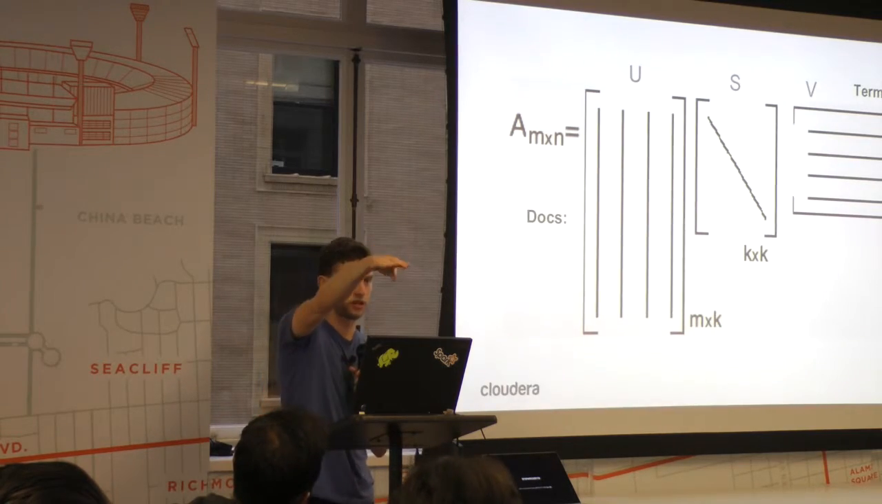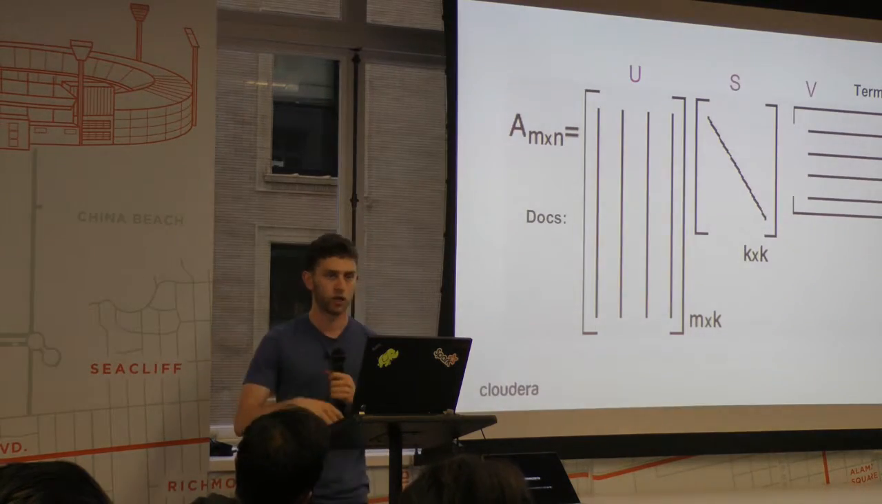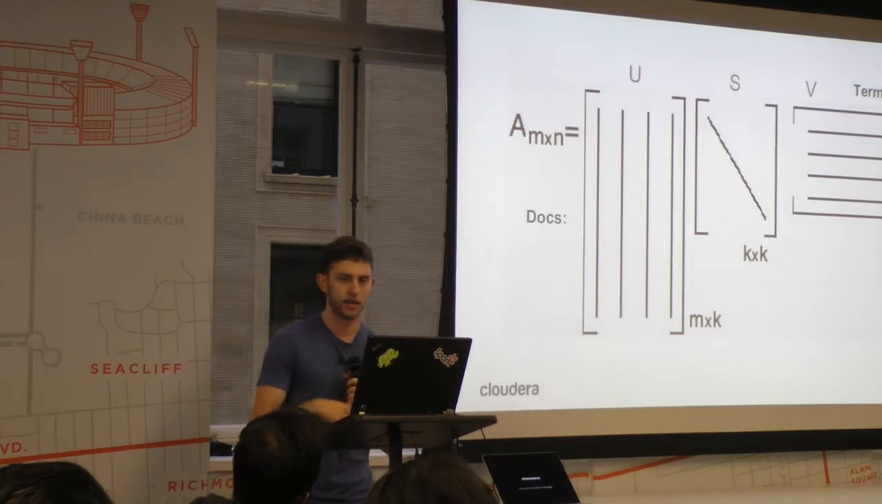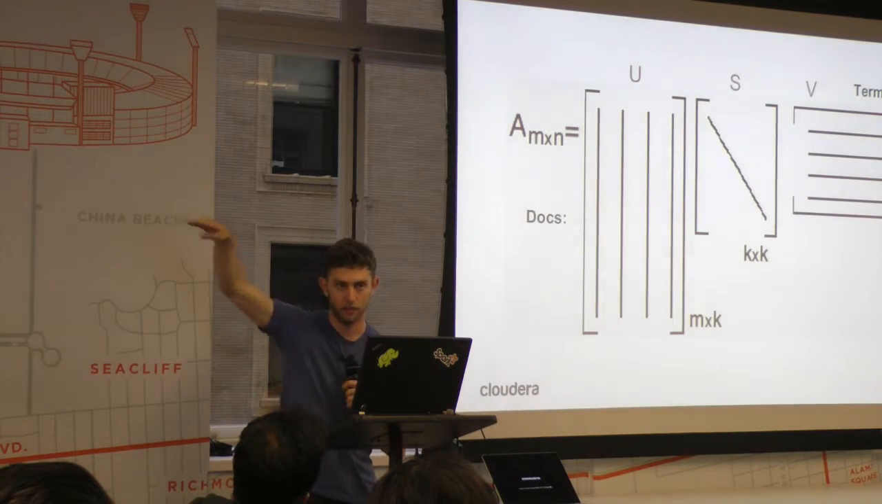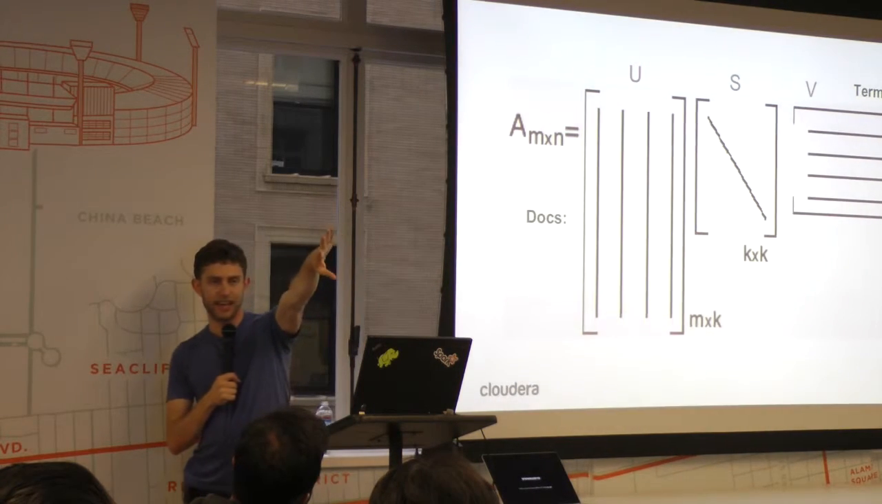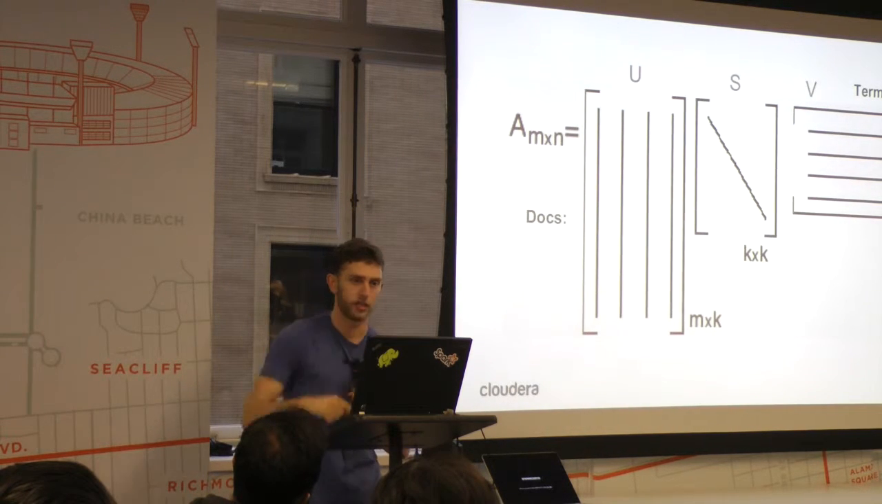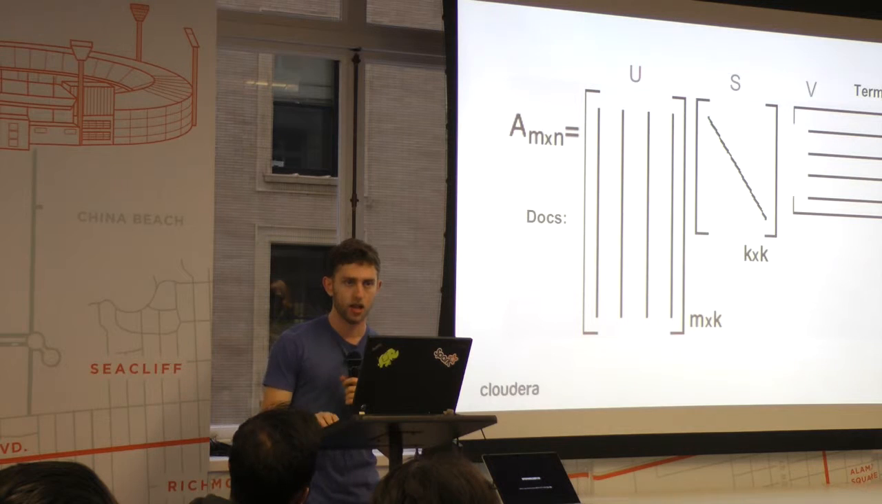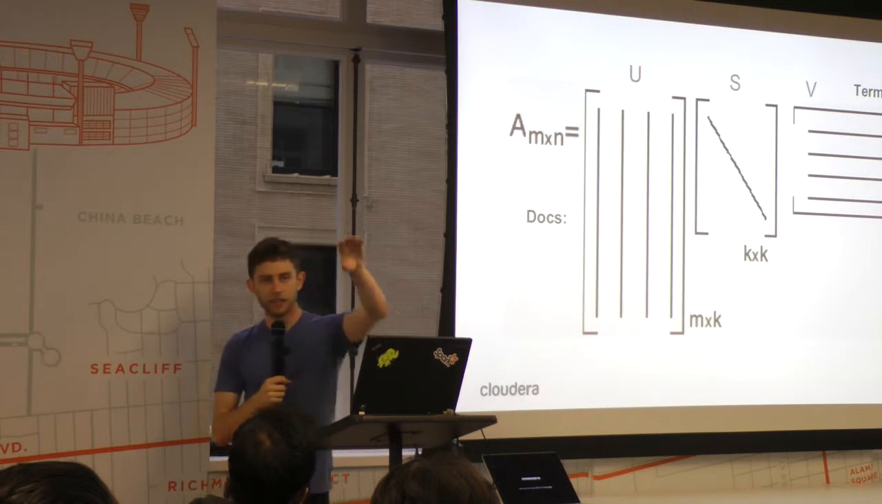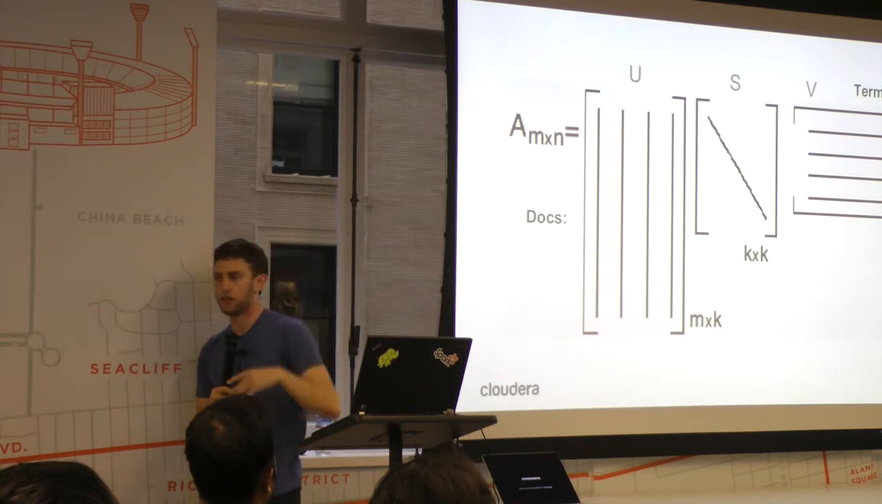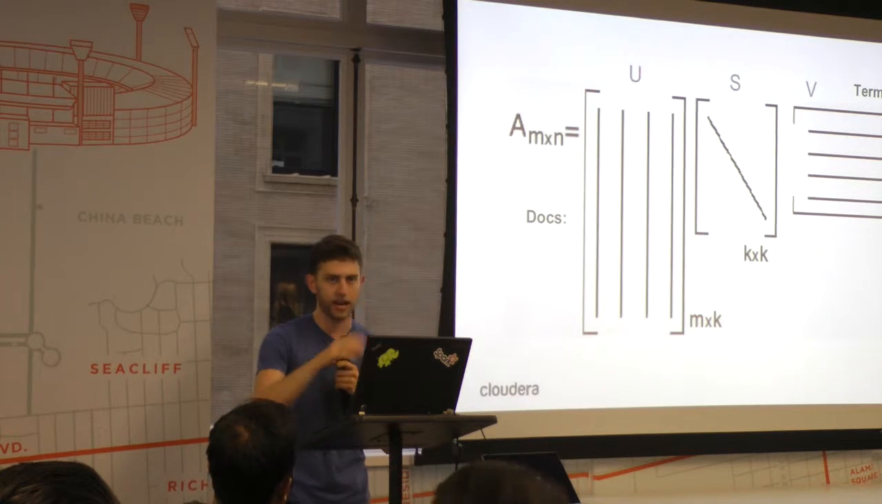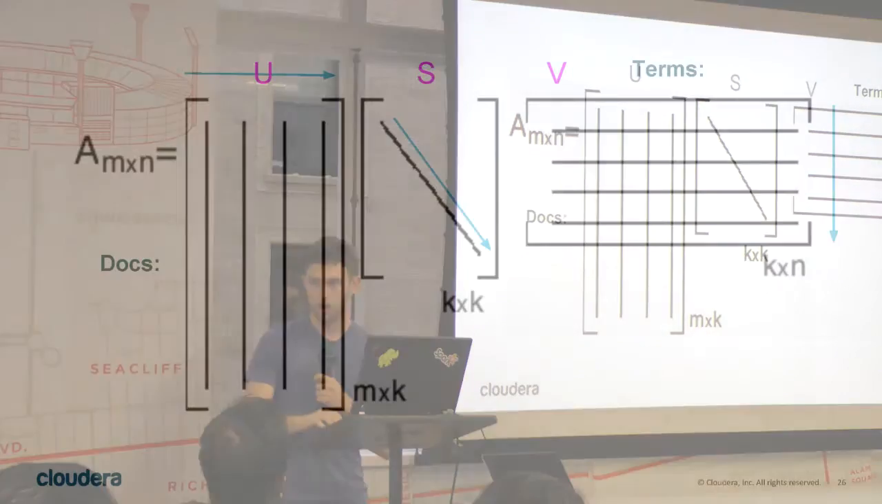U is a matrix where every row corresponds to a document, and then we have k columns. S is a diagonal matrix, so the only non-zero elements are on the diagonal, and it's k by k. And then for V, every column is a particular term, and all the rows are k.